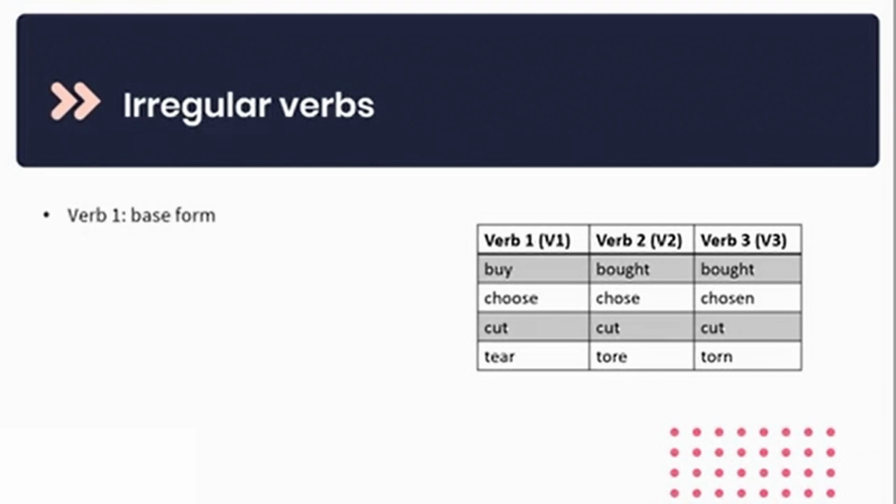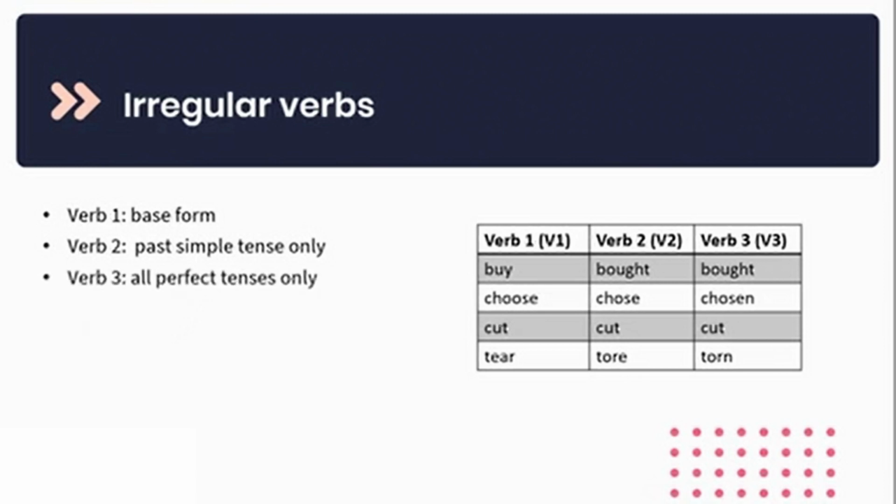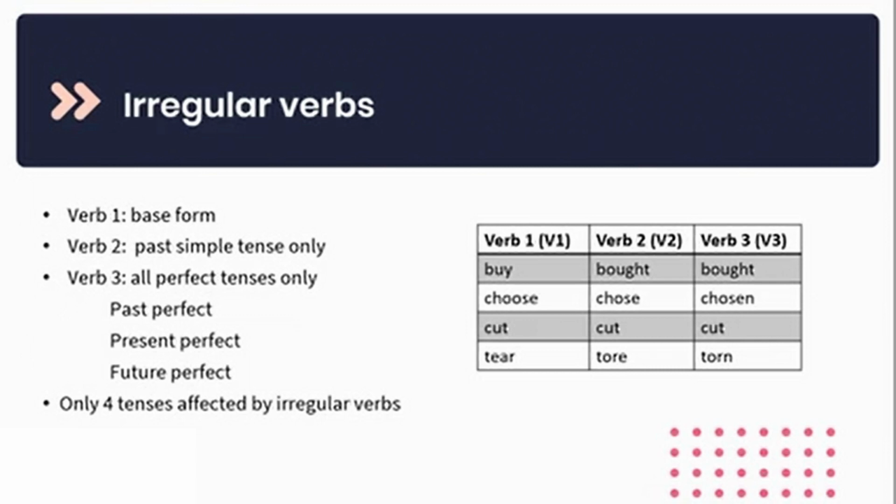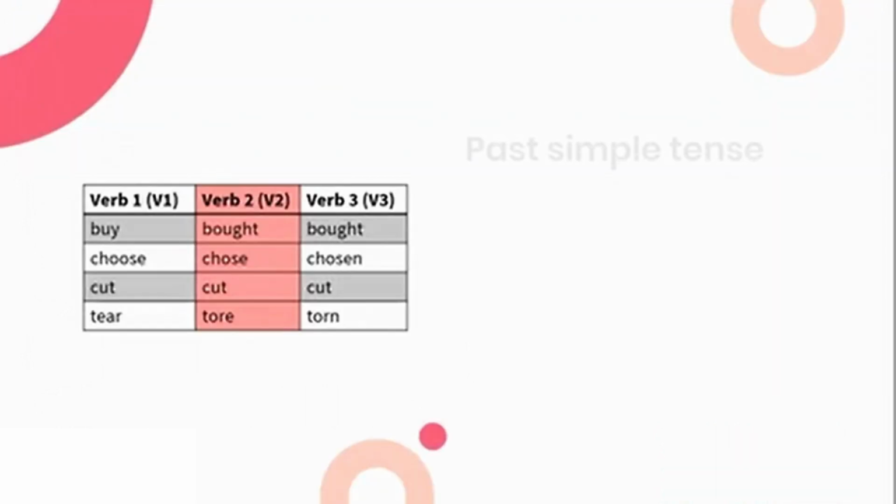Verb 1 is the base form of the verb. In other words, it's the simplest form. Verb 2 is the form of the verb we use in past simple tense only. And verb 3 is the form of the verb we use in all perfect tenses. And these tenses are past perfect, present perfect, and future perfect. Remember that the 4 tenses mentioned here are the only tenses affected by irregular verbs.